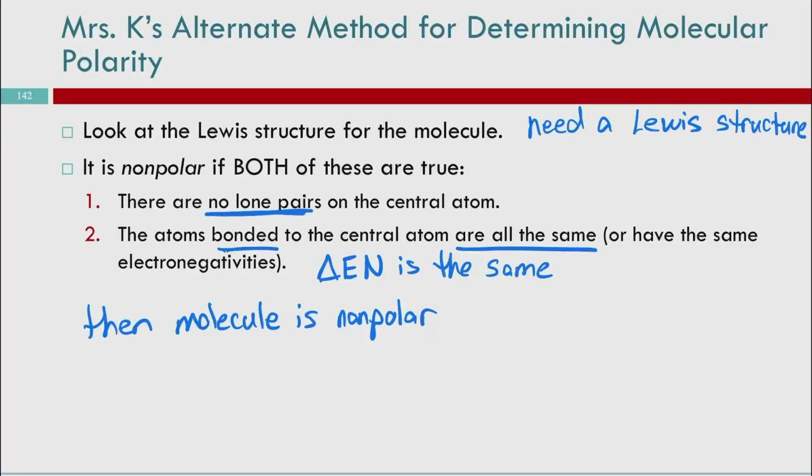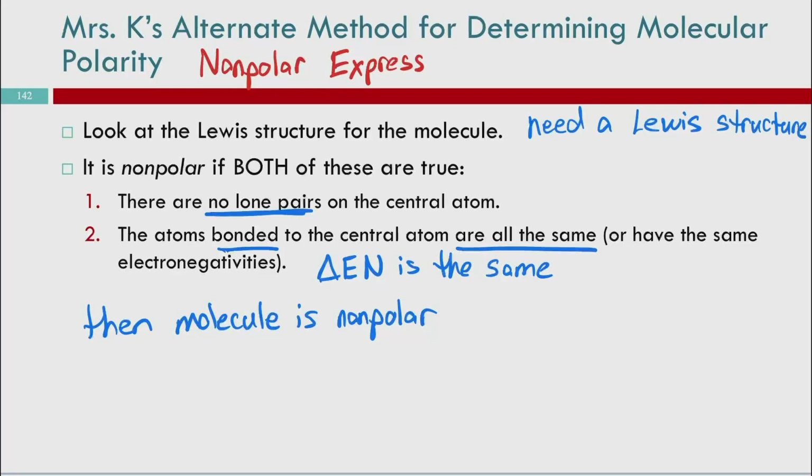And as nice as it is to memorize Mrs. K's alternate method for determining molecular polarity, I think that this fast method for determining molecular nonpolarity is better summed up, or better called, the nonpolar express. So this is the nonpolar express. If we have no lone pairs and the bonds are all the same, it is nonpolar.